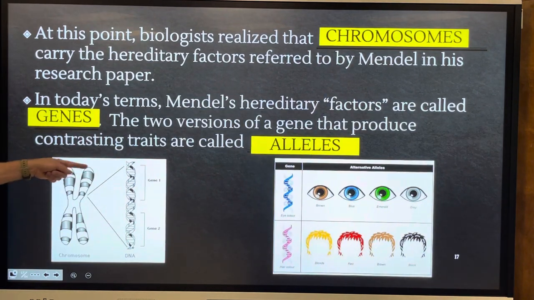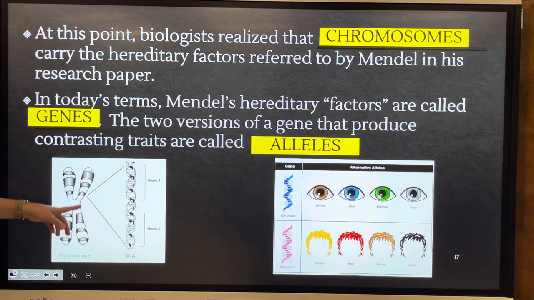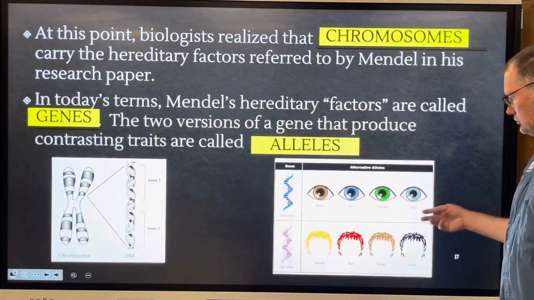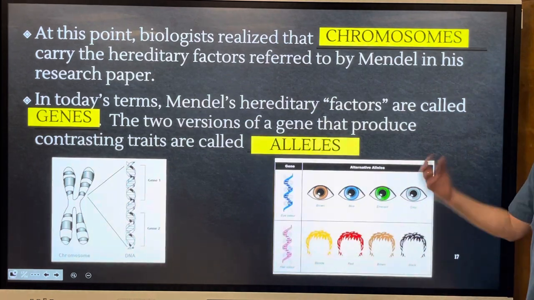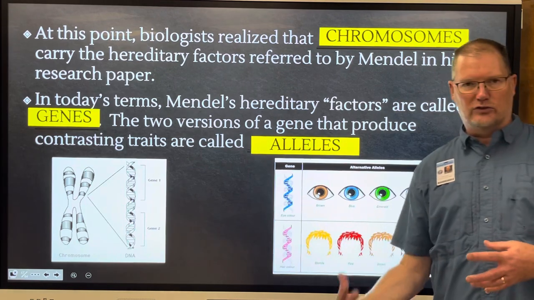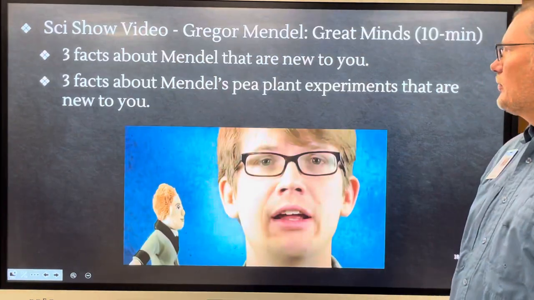here's a chromosome with two sister chromatids, one from mom, one from dad, and you've got alleles on each chromosome for the same trait. They could be eye color, hair color. Those are just examples, but two versions of every gene.